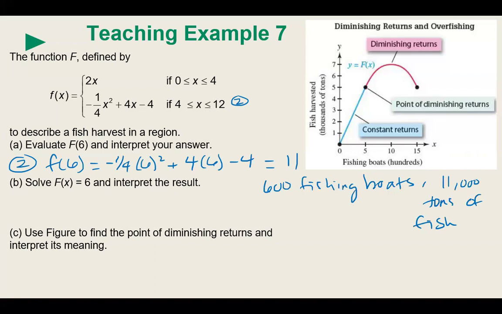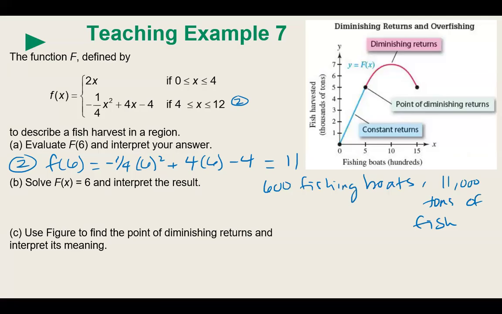So what do the values you got represent when they pertain to this problem? Because you're not going to be in a presentation and say f of 6 is 11, and people are like, what? What does f of 6 equals 11 mean? You're like, oh, yeah, if the 600 fishermen go out, we're going to get like 11,000 tons of fish. Okay? You have to be able to interpret, right?